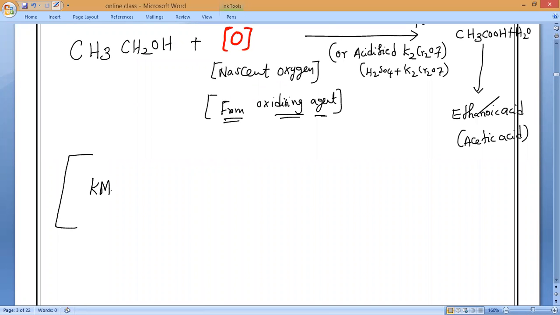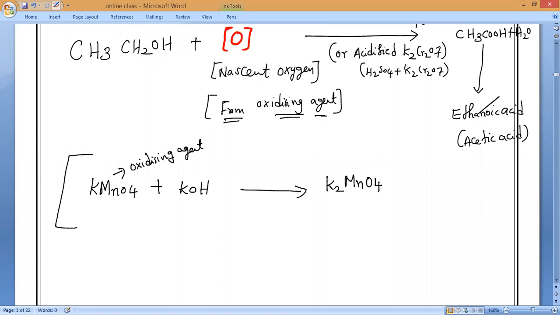So KMnO4, oxidizing agent or reducing agent, guys? KMnO4 will work as an oxidizing agent. Understanding? And it will react with the alkaline. Alkaline means basic in nature or acidic in nature? Basic in nature. So let me take a base, potassium hydroxide, then the reaction will take place like this: K2MnO4. We already studied this. K2MnO4 plus H2O plus nascent oxygen.